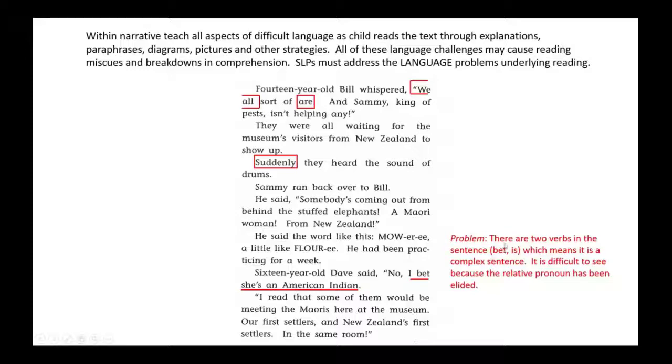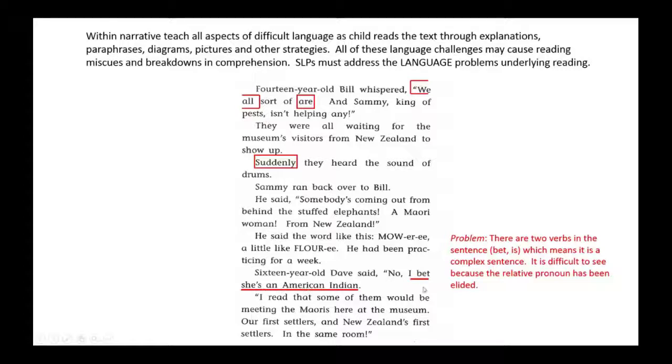Here's another problem. There are two verbs in this sentence, so we've got "16-year-old Dave said, no, I bet she's an American Indian." This was going to be a really tough sentence for the kids. "I bet" is the first verb, and then "she is," so this is another verb, "an American Indian." So remember, when we have two verbs, that means we really have two sentences, and they have to be put together with something like a conjunction or a relative pronoun, but I don't see any conjunctions or relative pronouns in this particular sentence. So this is going to throw off the kids. "I bet," and then they're expecting an object of the verb, "she," but then the "'s" doesn't make any sense. "She, American Indian."